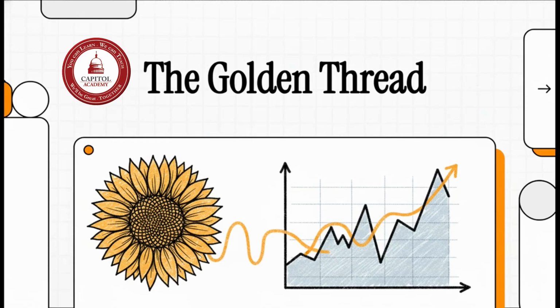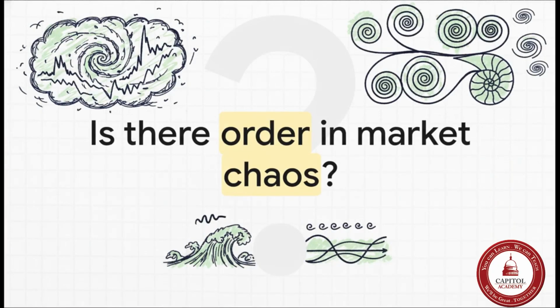Today, we're going to pull on this one single thread that, believe it or not, connects the perfect spiral of a sunflower seed all the way to the chaotic ups and downs of a stock chart. You know, when you look at the financial markets, it just feels like pure chaos, right? It's this storm of news and emotion and prices flying all over the place.